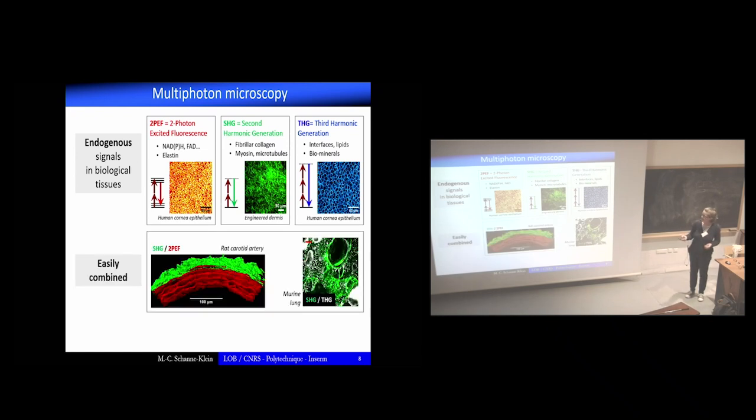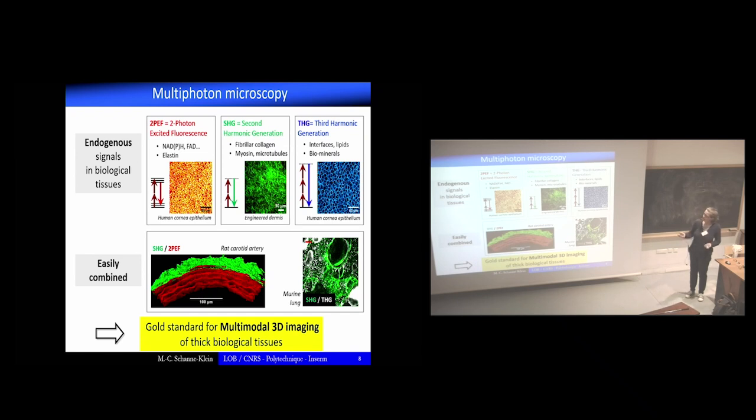It means that we can combine easily all these different processes because they are excited exactly the same way. We just need a dichroic mirror to record two channels in parallel. And we have different images. For example, here it's a rat carotid artery without any staining, and you see the elastic lamellae and the collagen fibers within the adventitia. And here it's second harmonic and third harmonic generation in a murine lung. So it means that it's really now the gold standard for multimodal 3D imaging of thick tissues.